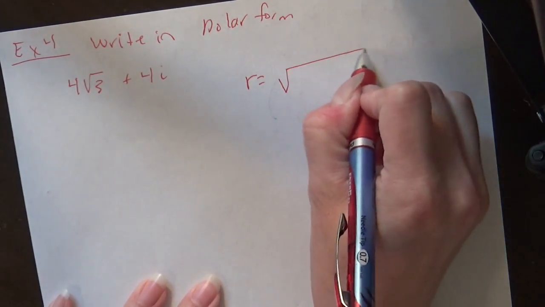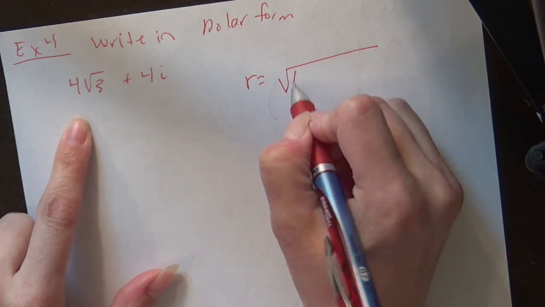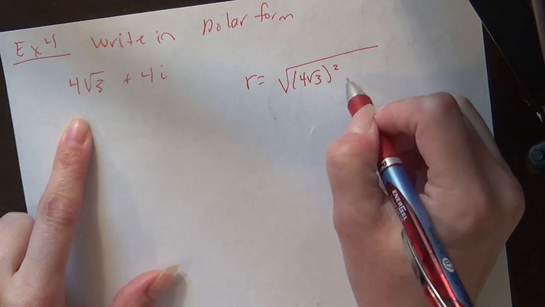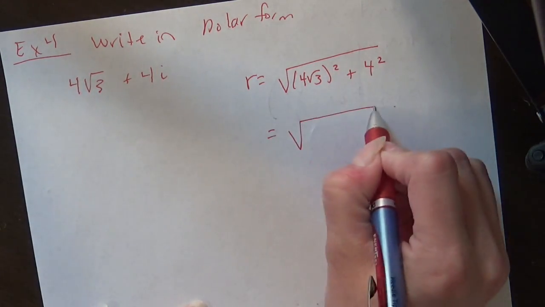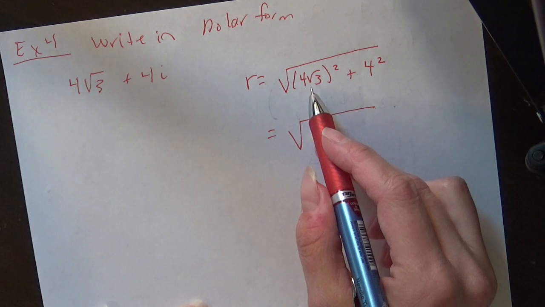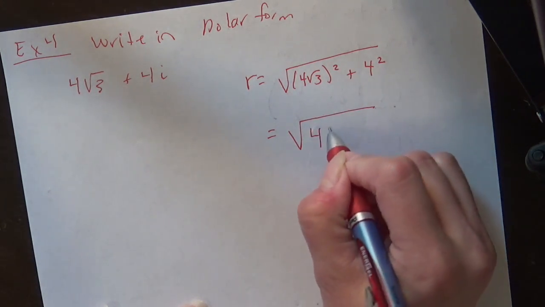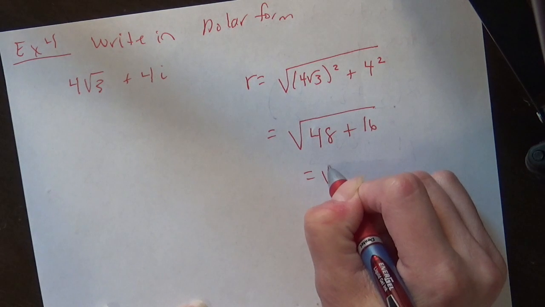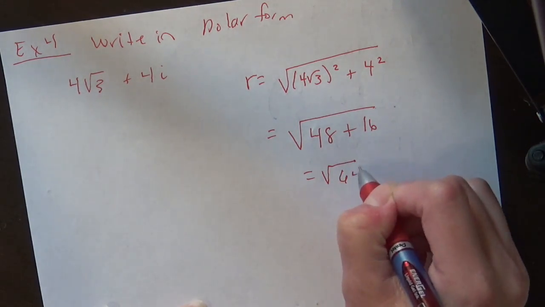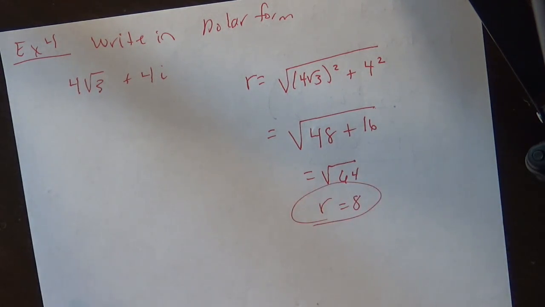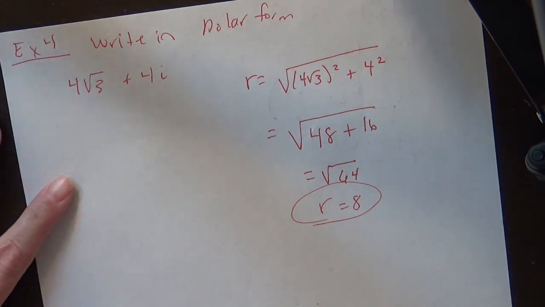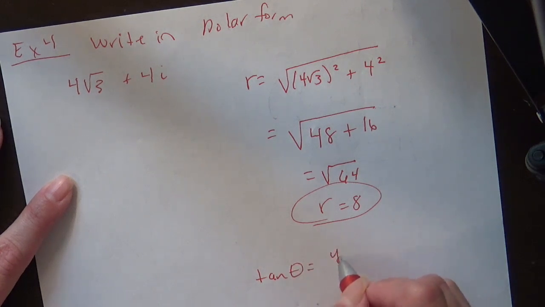R is the square root of the real part squared, so 4 square root 3 squared, plus the imaginary part 4 squared. So that's the square root of 16 times 3, which is 48, plus 16. That gives us the square root of 64, and the square root of 64 gives us 8. So r is equal to 8. So we need that piece of information. And then to get theta, we need to solve tan theta equals y over x.